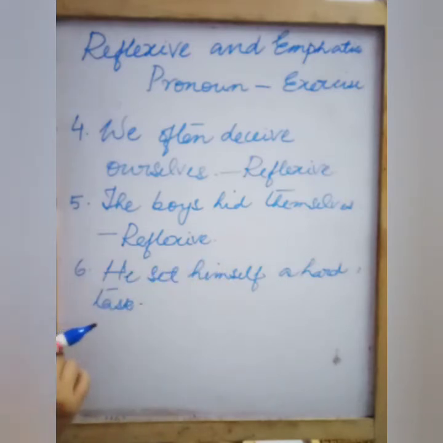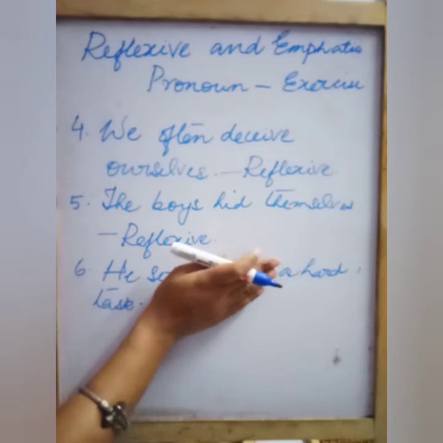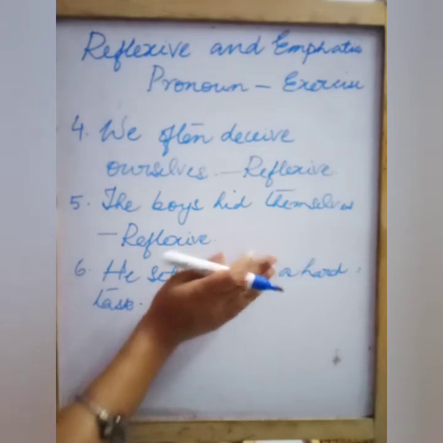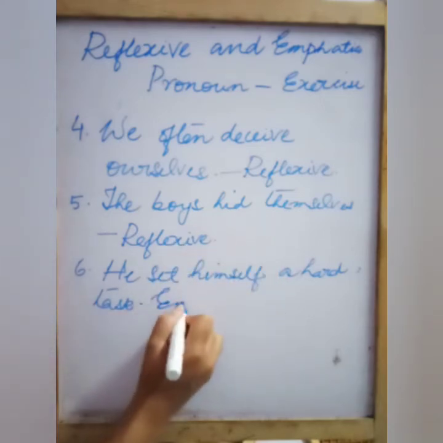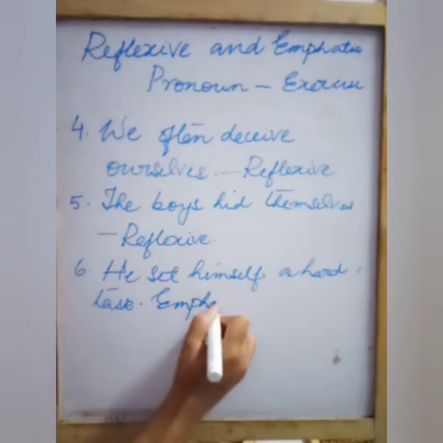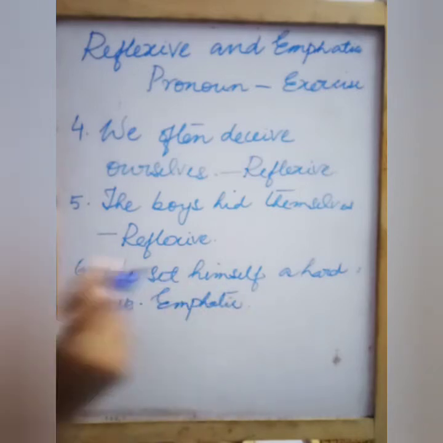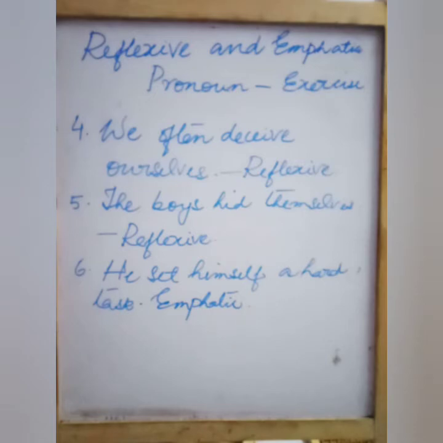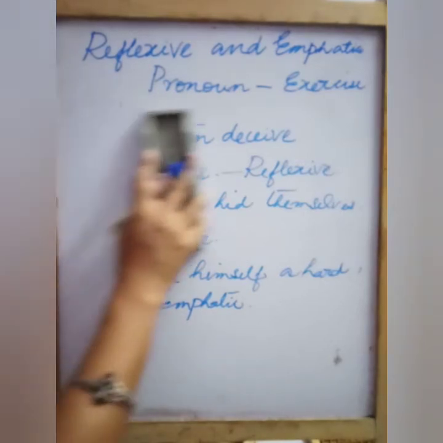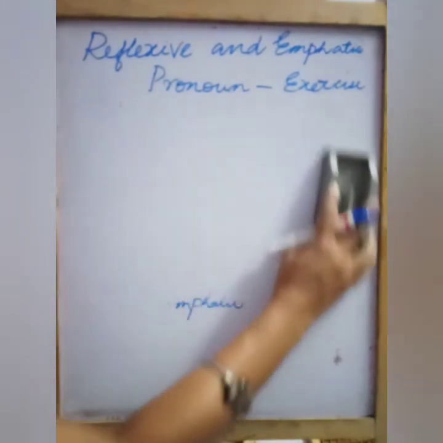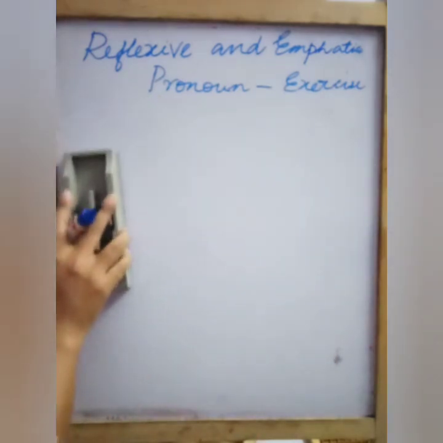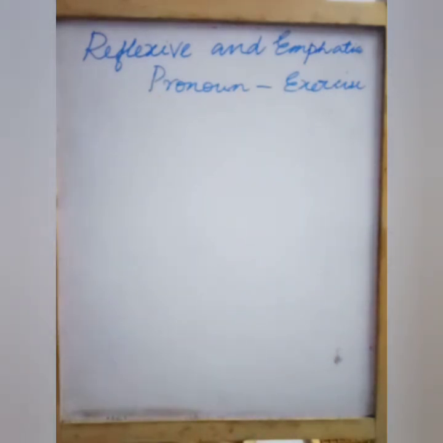So he set himself a hard task. What kind of sentence is it? Because it makes sense without the pronoun. He set a hard task. So it is emphatic. Right? Okay, let's see 2 more examples and we will be done for today. Alright, let's see.